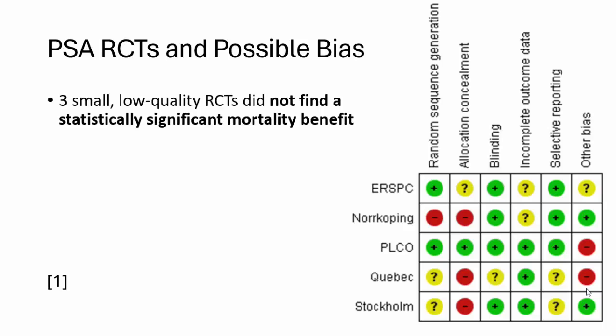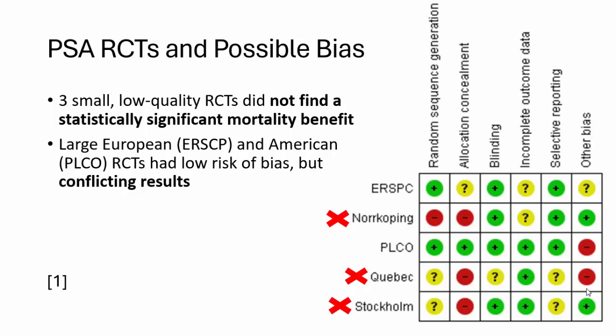3 of the 5 studies are small, relatively low-quality randomized control trials that did not find a statistically significant mortality benefit. But because they're smaller and lower quality, we probably don't put as much emphasis on these results. So that leaves us with 2 larger studies with low risk of bias. One in the US, the PLCO study, and one large European study, the ERSPC.